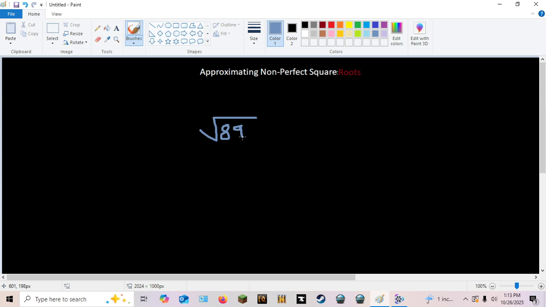So we need to find the nearest perfect square. 9 squared is 81, 10 squared is 100. That's too much. So we're going to go under the square root of 89, which is the square root of 81. Now, the square root of 81 is 9. So our answer is going to be 9 something.